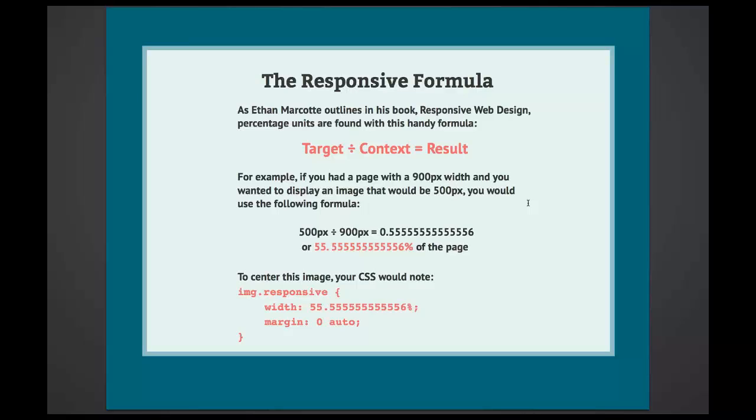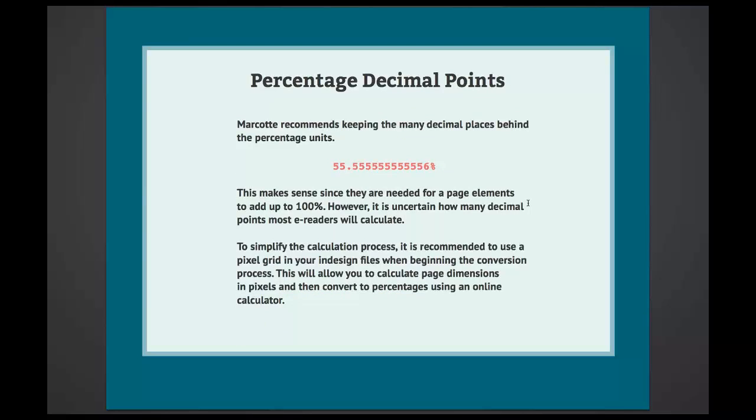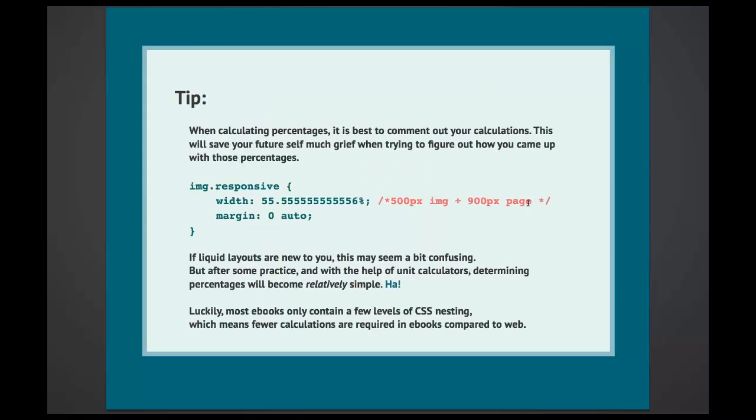In the book, Marcotte says to keep it as a fraction. I'm not sure how many decimal points a reading system will read, but just keep those in your style sheets just in case they're needed. Maybe eventually it'll be pared down, but for now, in pretty much all browsers, most CSS has a lot of decimal points after the percentages.